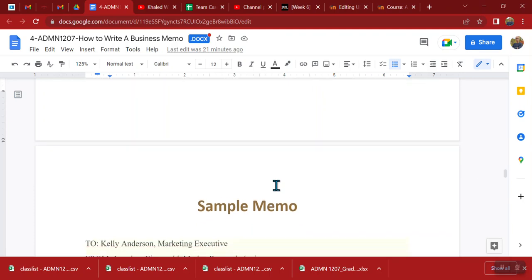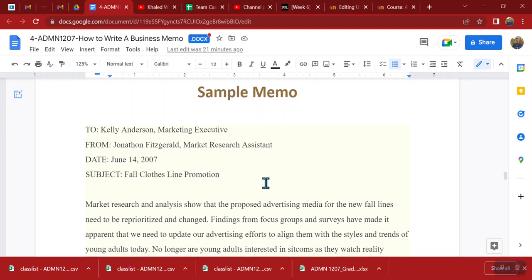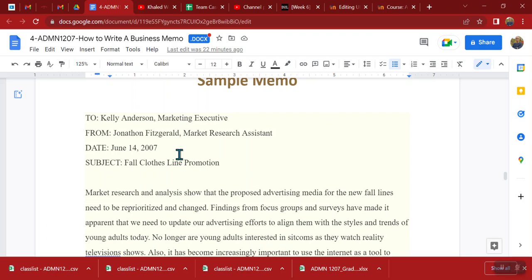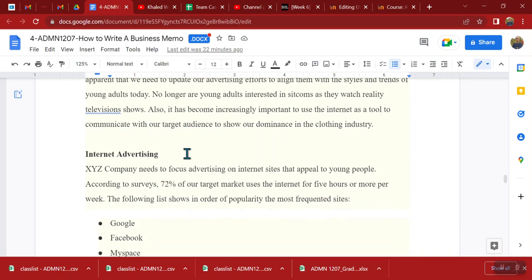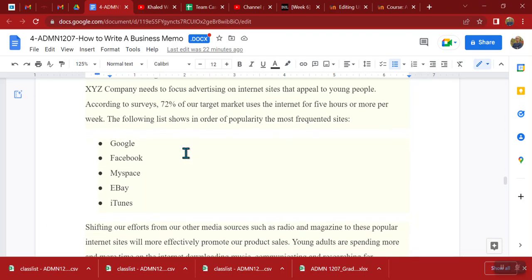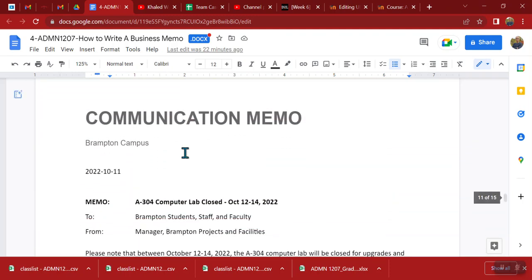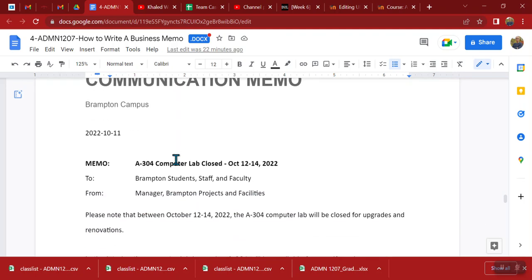It was very quick. Also, in this document you will find a nice sample. I would recommend going through the sample easily and clearly in order to understand how it works. So this is one memo that comes as an example with this document. But I also want to show you that as a student at Algoma, you might have gotten a communication memo from the registrar or from the student community on a different campus. So here it's the Brampton campus. This is how they write memos.